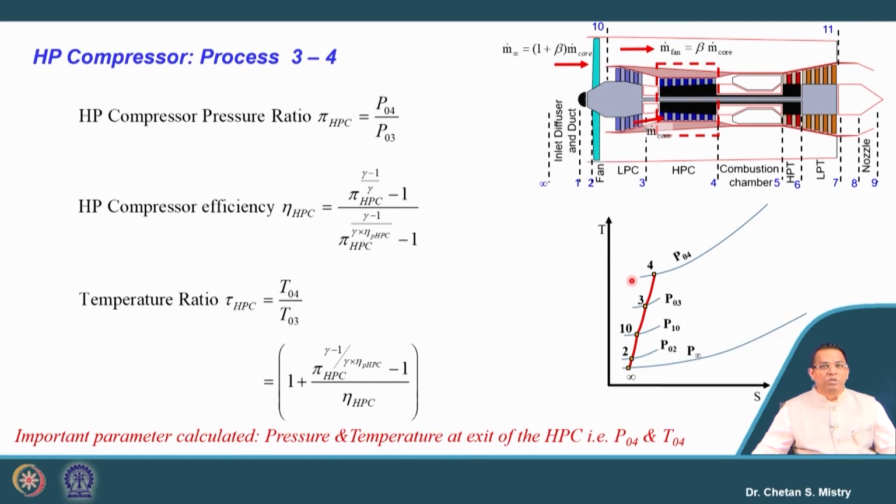Now, let me put the words here. Suppose I want to calculate my overall pressure ratio, then this overall pressure ratio will be P04 by P02. It is nothing but the compression ratio of HP compressor multiplied by compression ratio of LP compressor multiplied by compression ratio of fan. Be careful, it is not summation, it is multiplication. So, that is what will be giving us idea about the overall pressure ratio.